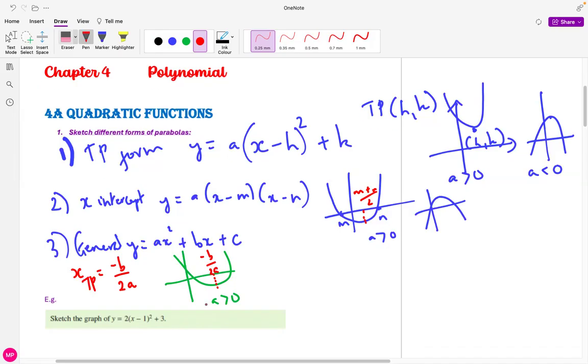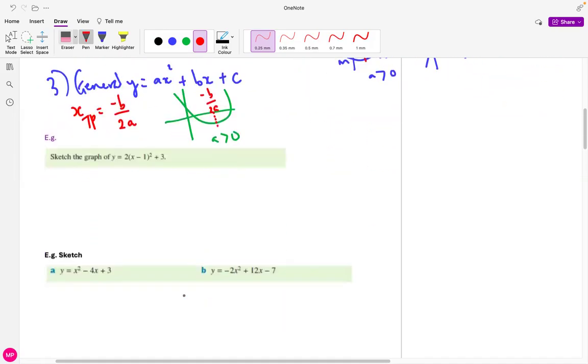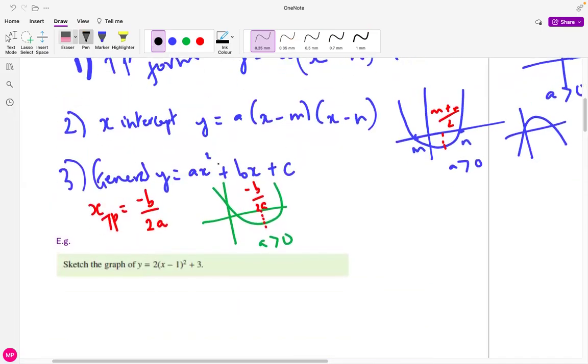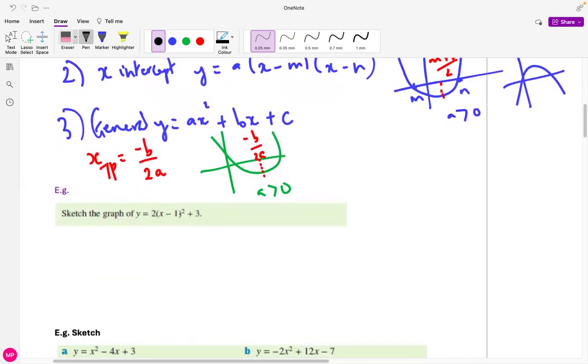All right. Now we're going to do an example for each case. If we look at this one here, sketch the graph of this. So we can see this is in the turning point form, y equal a, x minus h squared plus k. So our first step is we're going to see the turning point. So turning point is 1, 3. And so we have 1 here, 3 here. And because a is positive, number 2 is positive, so we know it looks like that.